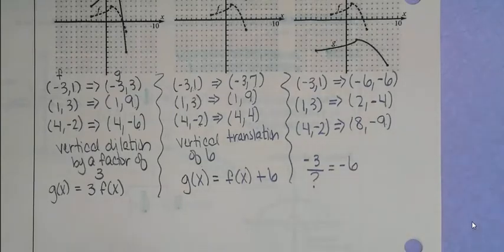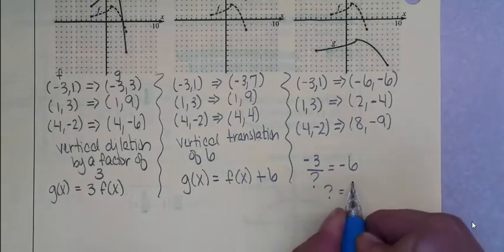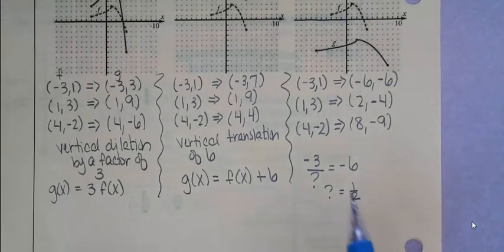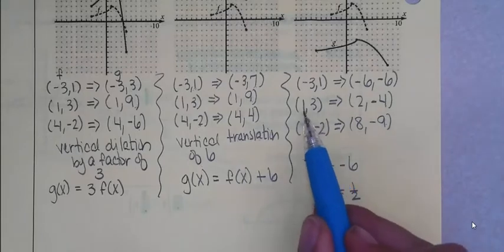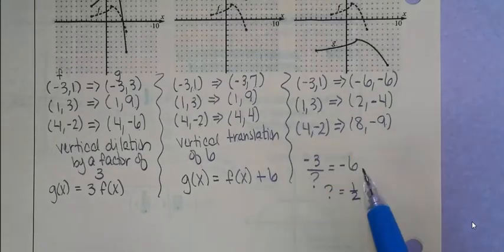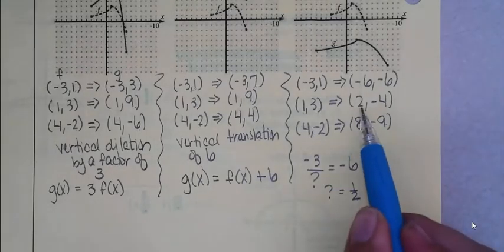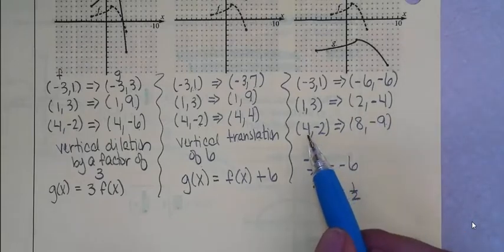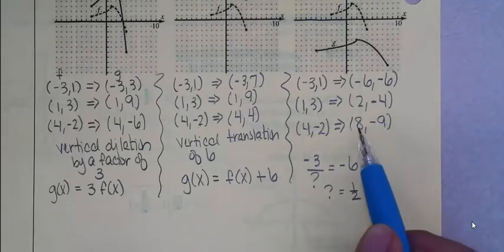So what is this question mark? Negative 3 divided by what would give you negative 6? Hopefully you're saying to yourself, question mark should be 1/2. Right? Negative 3 divided by 1/2 will give you negative 6. Now let's make sure that that works for the rest of them. If I take 1 and divide it by 1/2, do I get 2? I do. If I take 4 and divide it by 1/2, do I get 8?